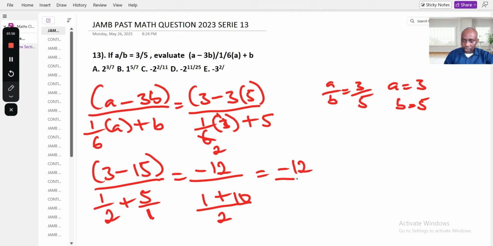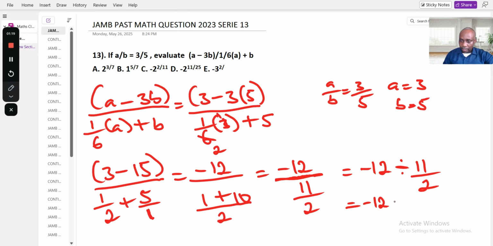Minus 12 over 10 plus 1 plus 10, 11. 11 over 2. Is the same thing as this. This division, you will change it so that we bring the denominator up. Minus 12 divided by 11 over 2. If I want to change this division to multiplication, it means that denominator will come up while this numerator will come down. Therefore, I'm going to change this to minus 12 multiplied by 2 over 11.